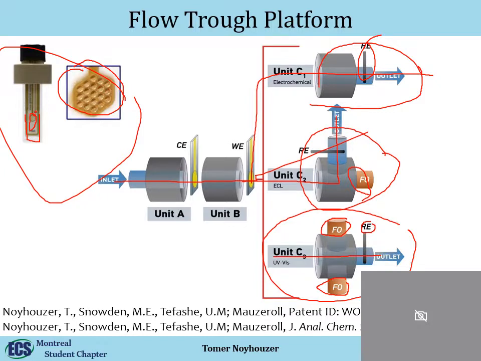And to show that this unit actually worked, we took a solution of iron that was almost colorless, and we did the electrochemical reaction that actually changes the redox state of the iron, so it becomes blood red. And we actually showed that we can measure the absorbance and calculate the concentration of iron.